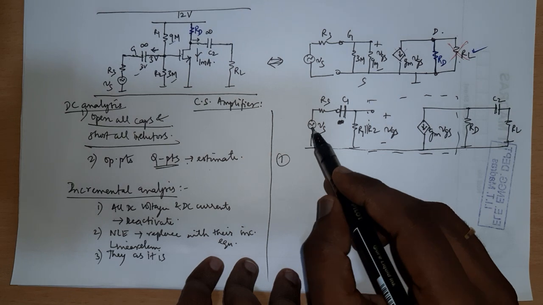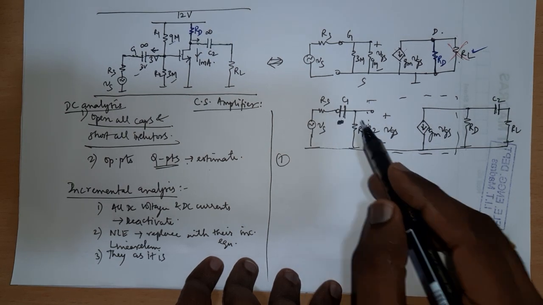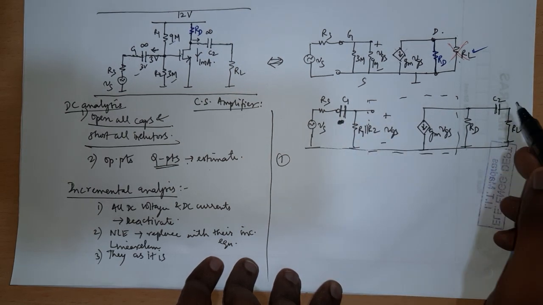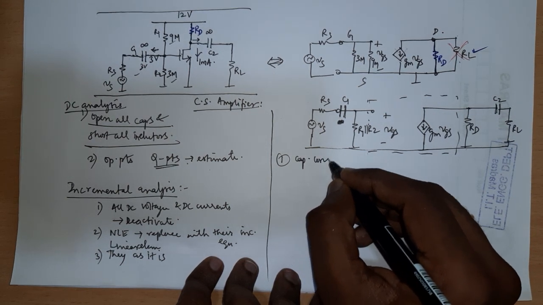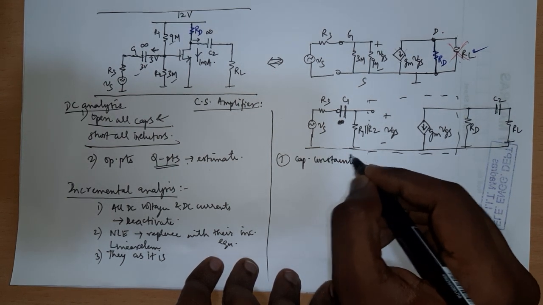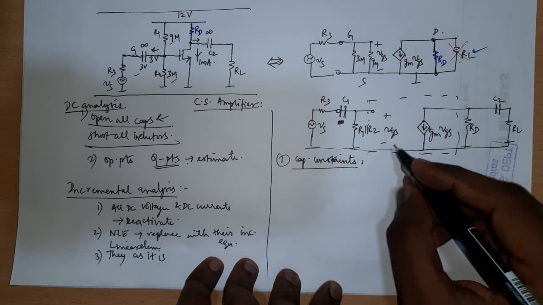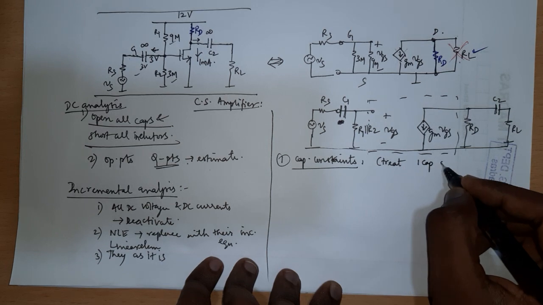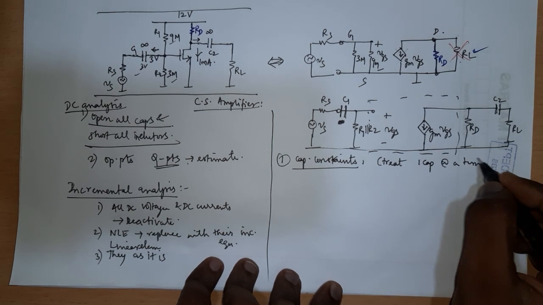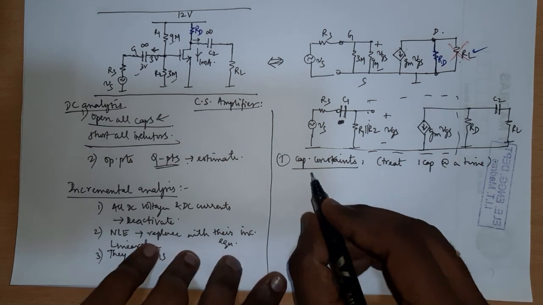And then you treat one capacitor at a time. While treating the first capacitor, you assume the second capacitor is short. So, capacitor constraints: treat one cap at a time. Okay, so how do we do it?